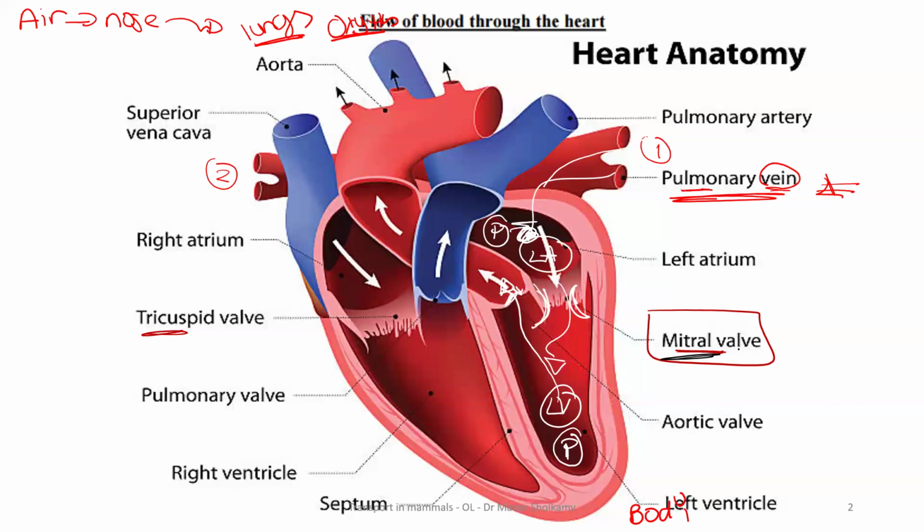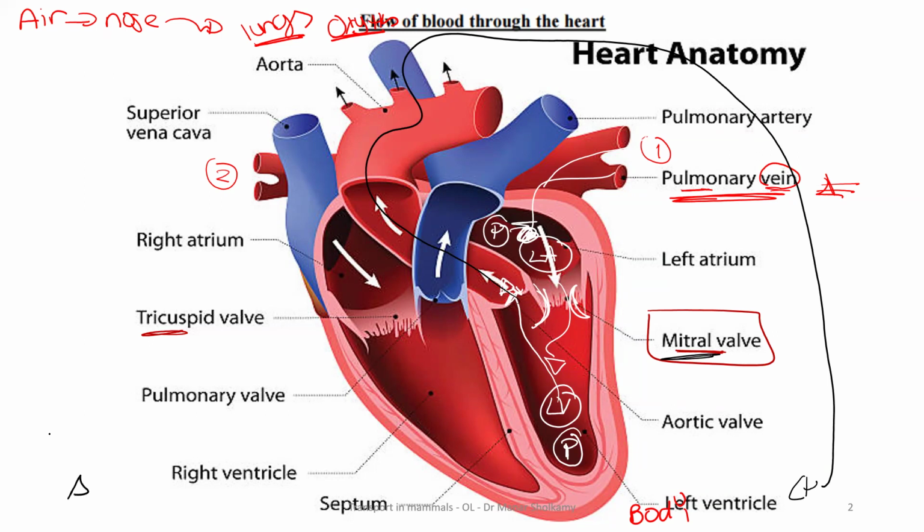And why did the mitral valve close? Because the pressure here increases in front of the valve, not behind the valve. The aortic valve will open, and the blood will enter the aorta into the whole body. The body takes the oxygen. The body cells will take this oxygen, use it in respiration, and give out deoxygenated blood that is high in CO2.